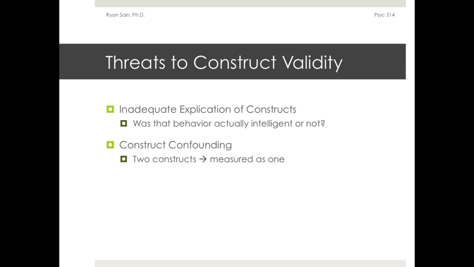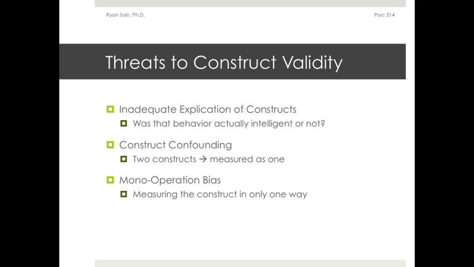It's a challenge. Construct confounding. Two constructs measured as one. Maybe you're measuring intelligence and empathy at the same time, so maybe your survey is capturing both of those things. That's not good, because then you're not going to have an accurate measure of the construct of intelligence. Mono-operation bias, measuring the construct in only one way.